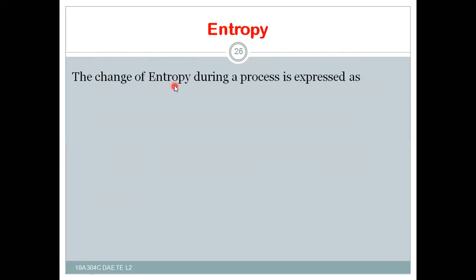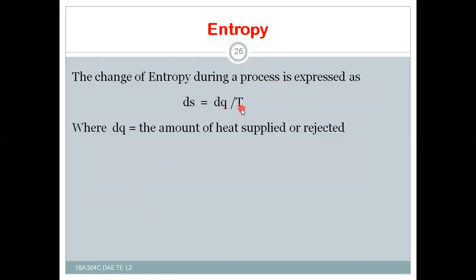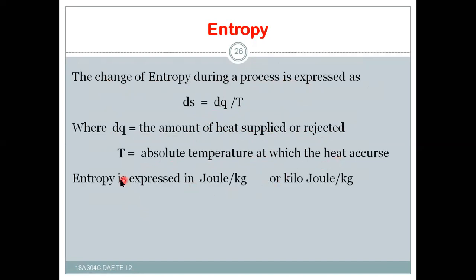The change of entropy during the process is expressed as ds is equal to dq by T, where dq is equal to the amount of heat supplied or rejected, and T is equal to the absolute temperature at which the heat occurs. So entropy is expressed in joule per kg or kilojoule per kg.